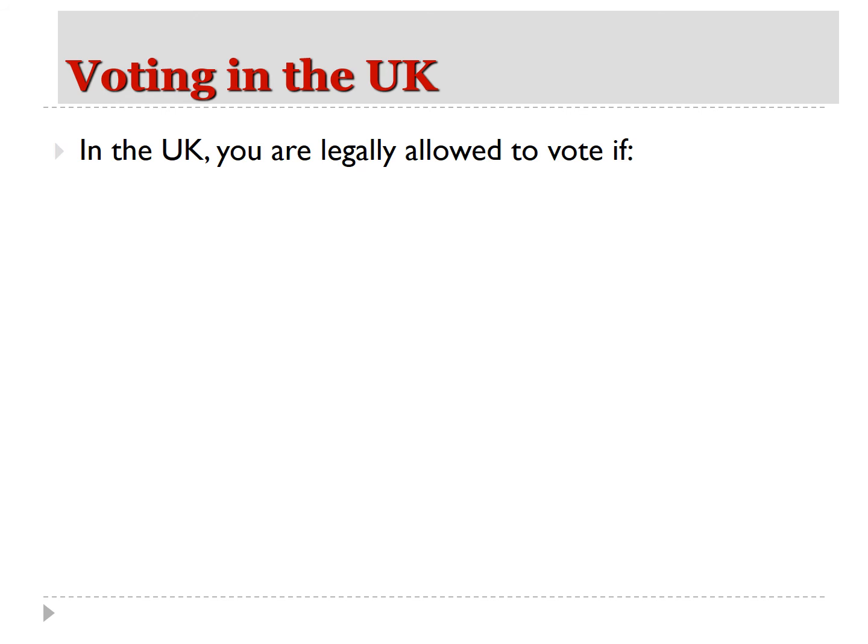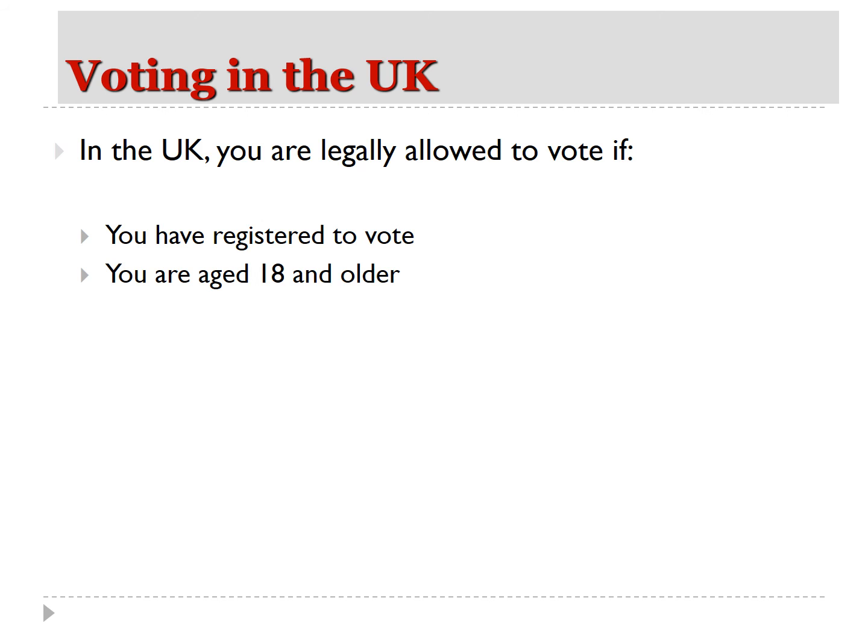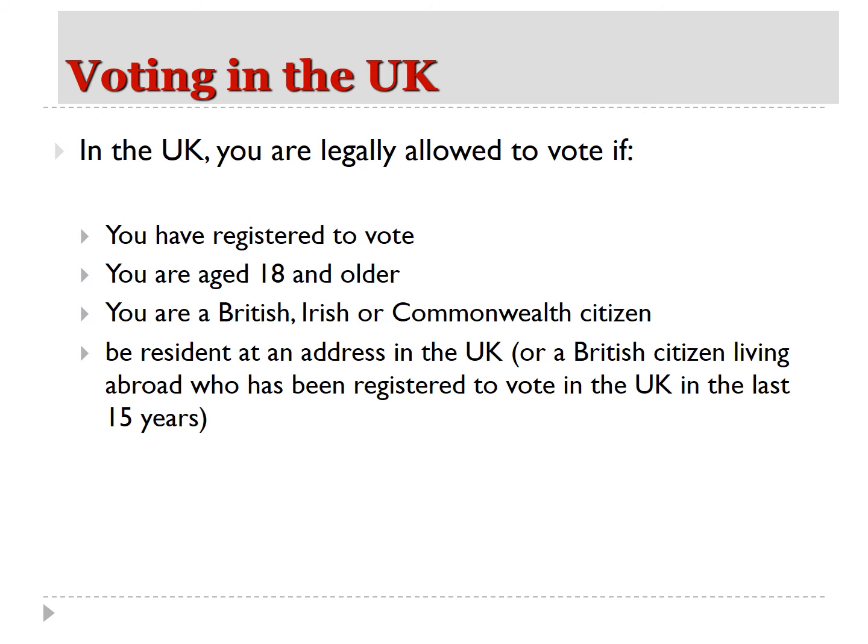So in the UK, you are legally allowed to vote if you have registered to vote. That's very important. You have to be registered before turning out to your polling station on election day. You also have to be aged over 18, and we'll have a look at that age limit in just a moment. You can also vote in the UK if you are a British, Irish or Commonwealth citizen.